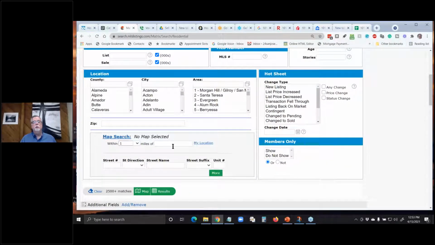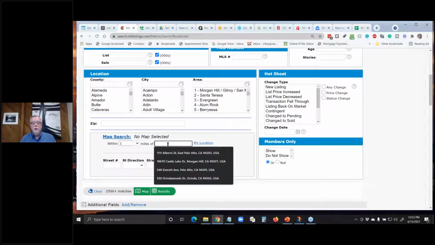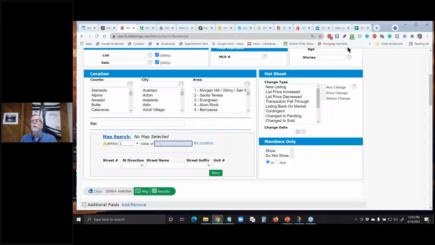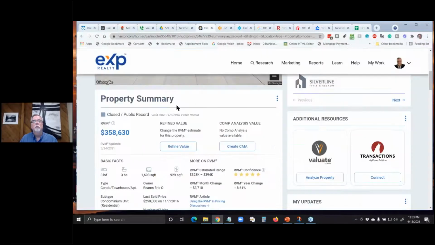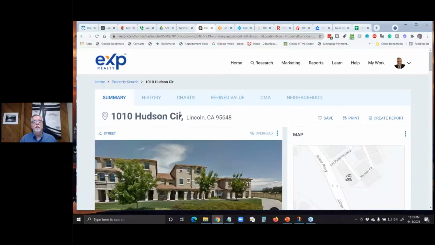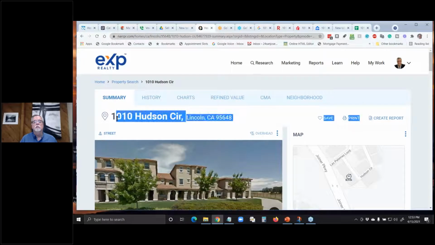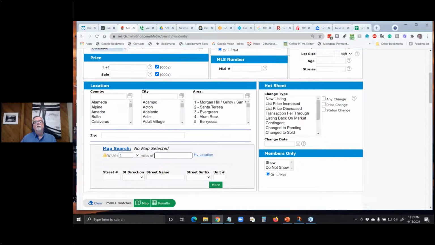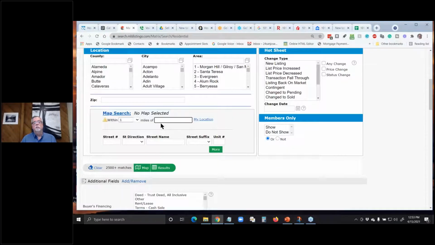But what I'm going to do is where it talks about map, I'm going to, whoops, wrong one. What I'm going to do is take the address. This is the Hudson Circle in Lincoln. This is the one in Lincoln. For some reason, I thought I was doing Los Altos Hills, but anyhow, I'll do that next. I'll do a couple of them just so you can see.